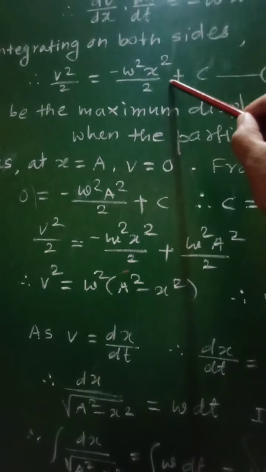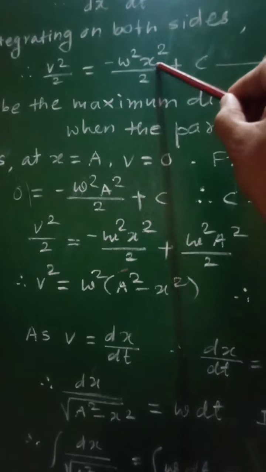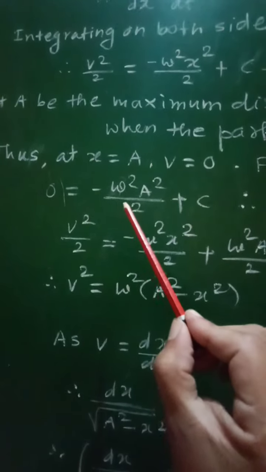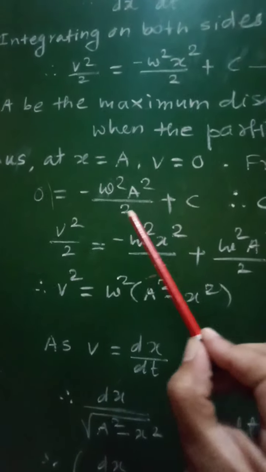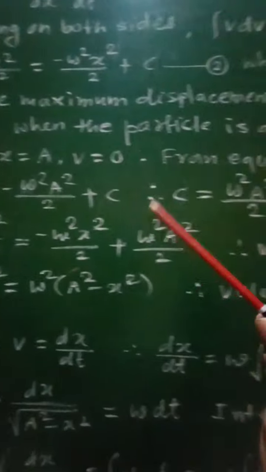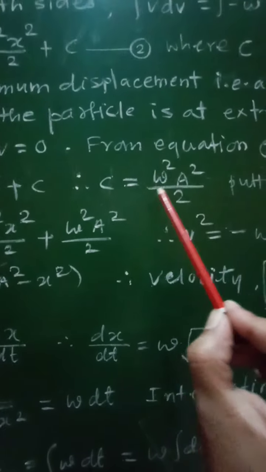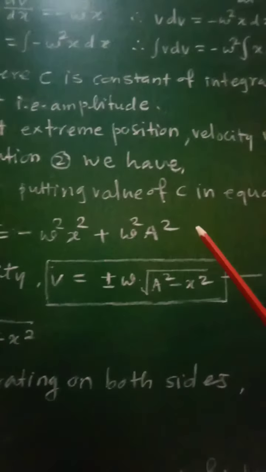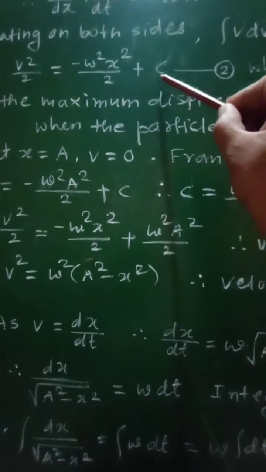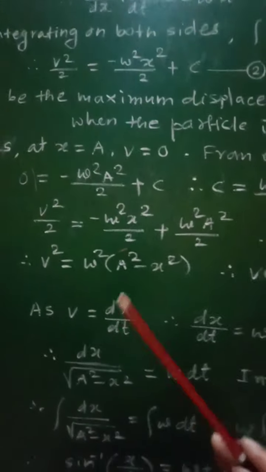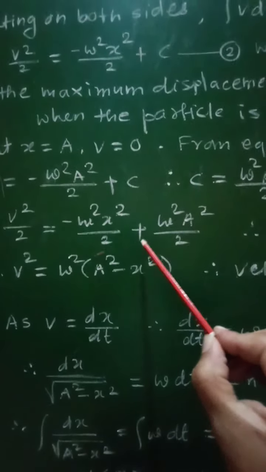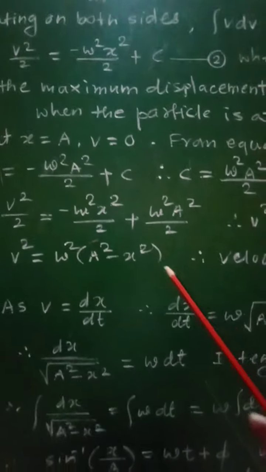So in this equation we have to put x is equal to a and v is equal to 0, and therefore 0 equal to minus omega square a square by 2 plus c, and therefore constant c will be equal to omega square a square by 2. Now putting this value of c again in equation number 2, we will get v square by 2 equal to minus omega square x square by 2 plus omega square a square by 2.